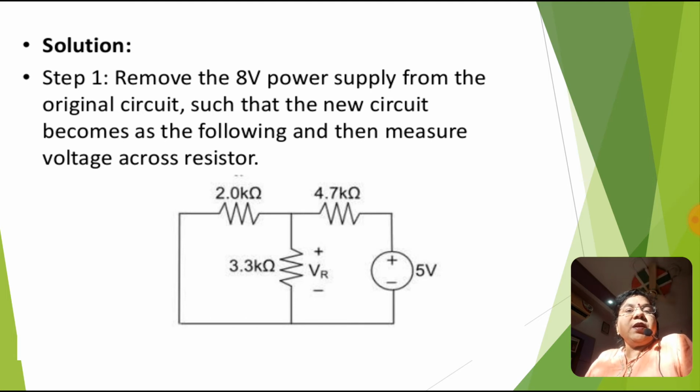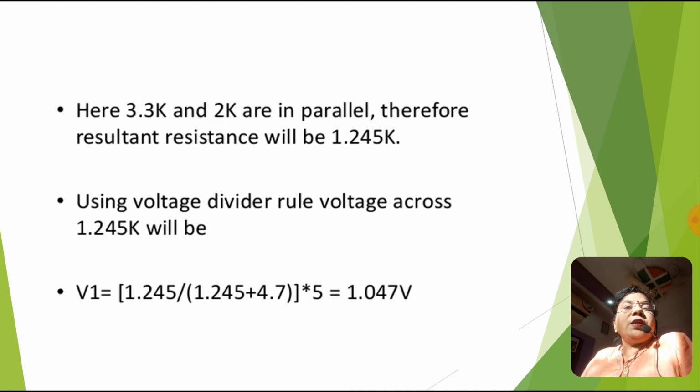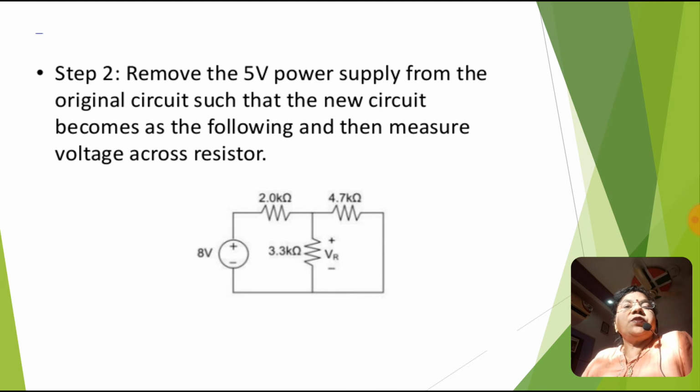So what happens here? 2K and 3.3K are in parallel, so you have to find R1 into R2 upon R1 plus R2, and then connect in series with 4.7K. So what will be the current through this 3.3K? When 3.3K and 2K are in parallel, what is the total resistance? 1.245K. Using voltage divider rule, voltage across 1.25K will be 1.05047 volts.